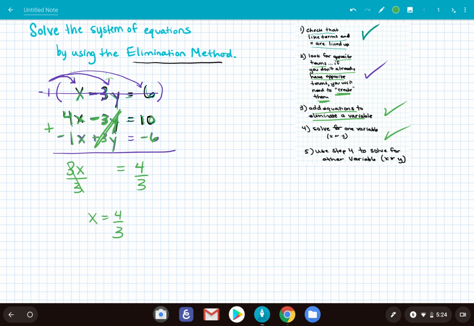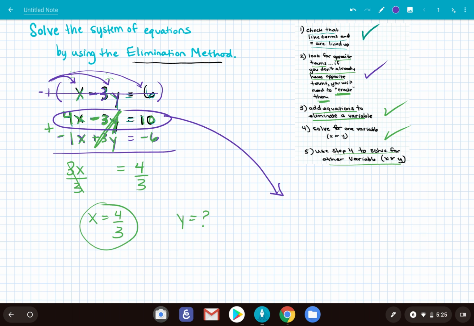And then lastly, we're going to use step 4 to solve for the other variable. So we know what x is equal to, but we need to know what y is equal to. So let's go ahead and just take one of our equations. It doesn't matter which one you take. You can take the top one, that's fine. And we're going to try to use this equation and our x value in order to solve for this y value. So we'll substitute in our x value, which is 4/3.